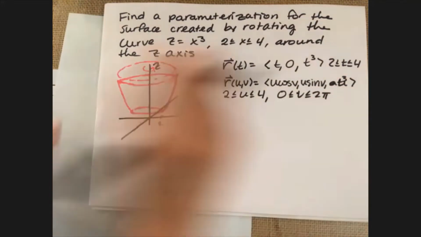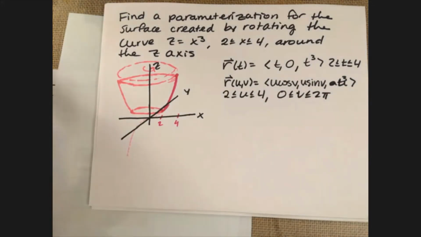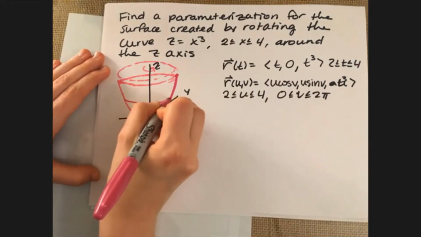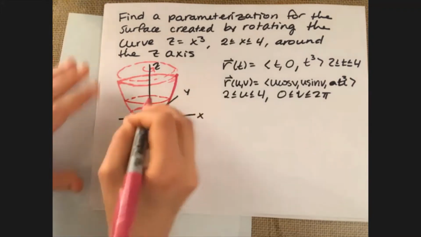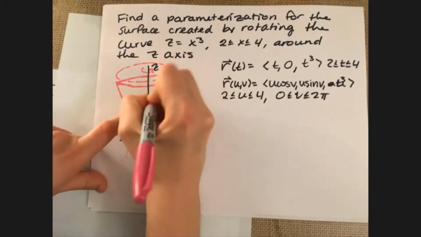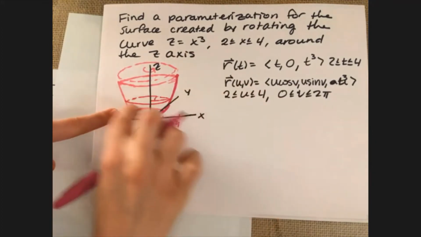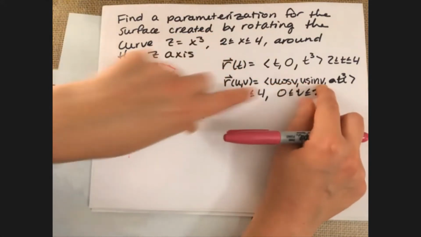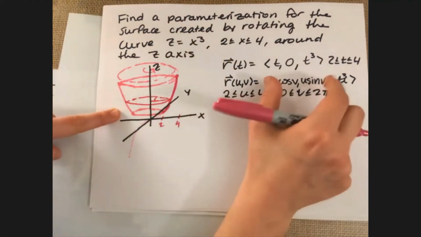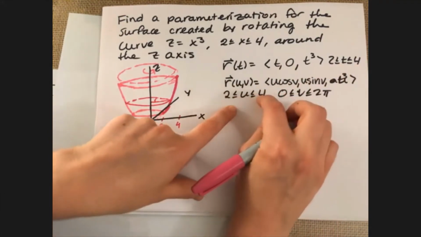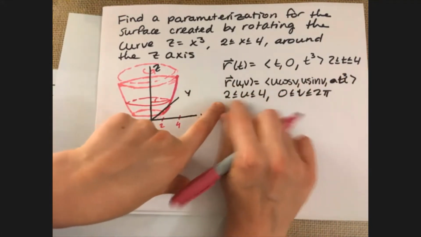So why do we have this? Well, the reason behind this is that if we look at just a little cross section of this, like so, this is a circle, and this particular little circle has a radius right here. This little circle is what we're parameterizing with u cosine v, u sine v. So this is the parameterization for a circle of radius u. Well, u ranges from 2 to 4 here.